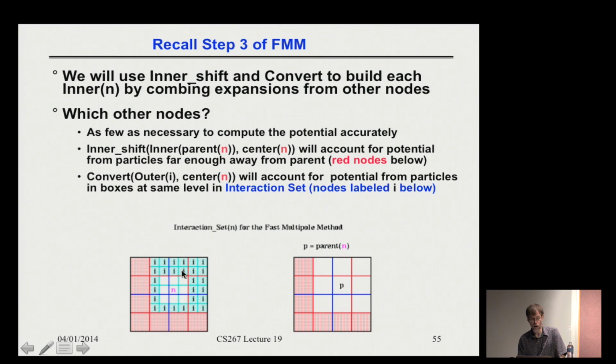These are too close for my parent to be able to help me, but they're far enough away that I can use the expansion of this stuff to figure out what's inside here. So I need the outer expansion of that interaction set to evaluate here. So this was the rule for deciding if this formula, mass and center of mass for Barnes-Hut, a few more terms of the Taylor expansion for fast multipole, needs to be sent to node n.